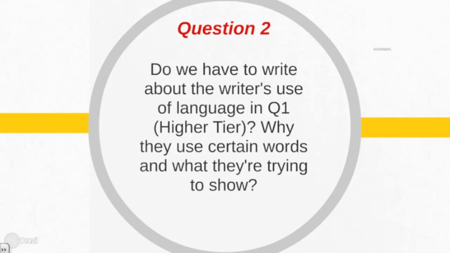So I also had this question. Do we have to write about the writer's use of language in question 1 on the higher tier and why they use certain words, what they're trying to show? So this is really a two-part question.